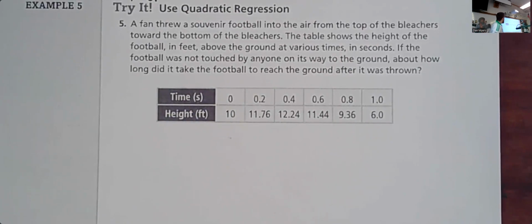So a fan threw a souvenir football into the air from the top of the bleachers toward the bottom of the bleachers. The table shows the height of the football in feet above the ground at various times in seconds. If the football was not touched by anyone on its way to the ground, about how long did it take the football to reach the ground after it was thrown? So, first of all, we need an equation.